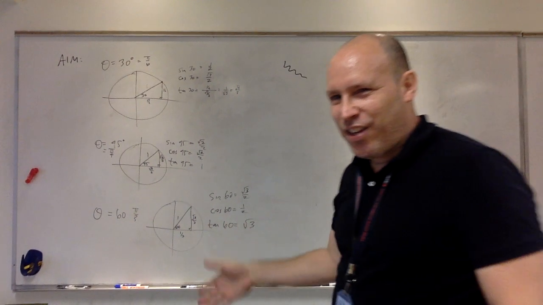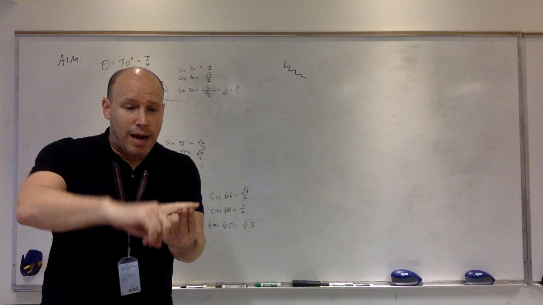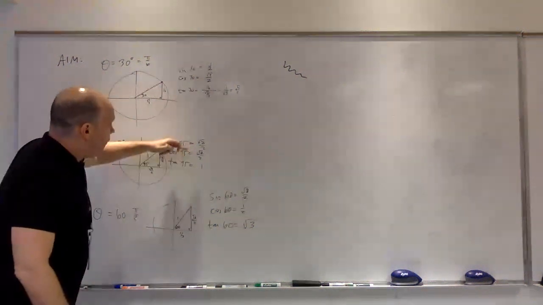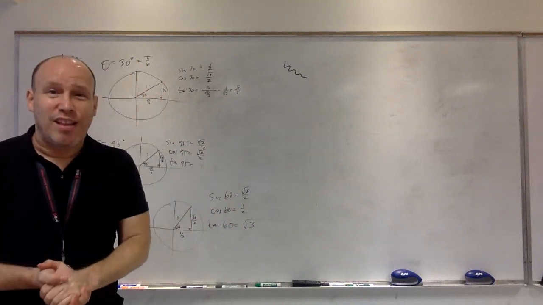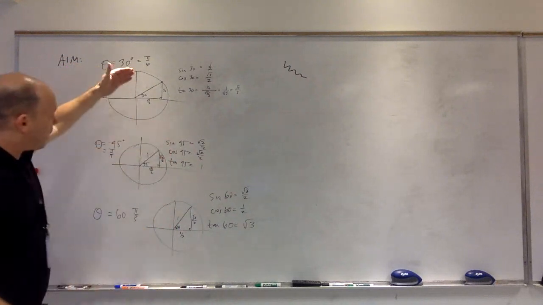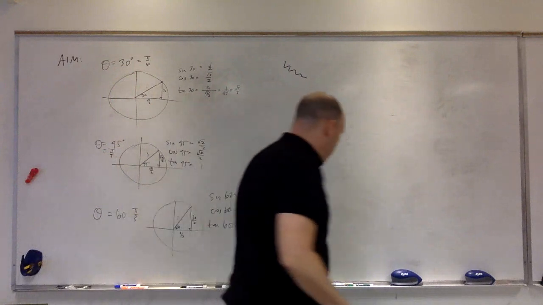Okay, let's continue. So we did the quadrantals 0, 90, 180, 270, 360, and then we did 30, 45, 60. So the question is, what about all the other angles in the other quadrants? Let's do the example here for the second quadrant, and then we'll put these together in the third quadrant.